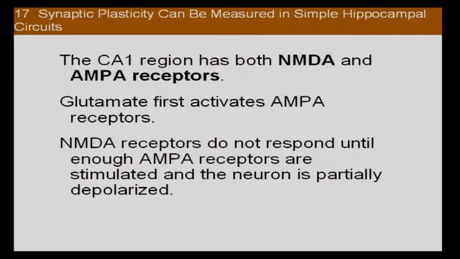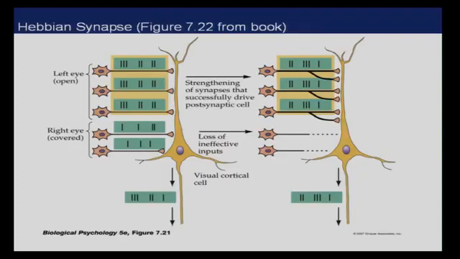Okay, so the CA1 region has both NMDA and AMPA receptors. Glutamate first activates AMPA receptors, but NMDA receptors don't respond until something special happens. So let's just look at the picture first.